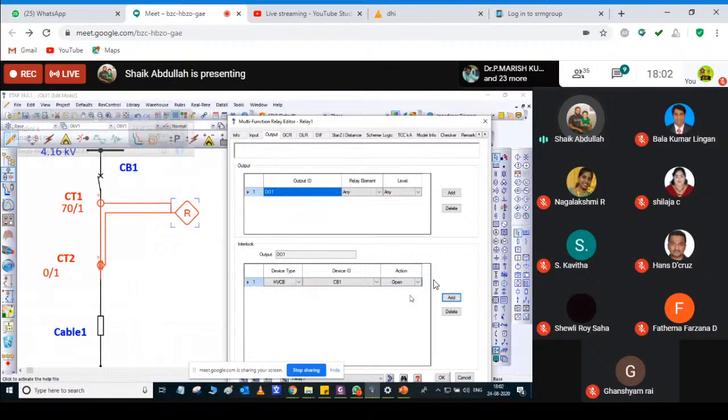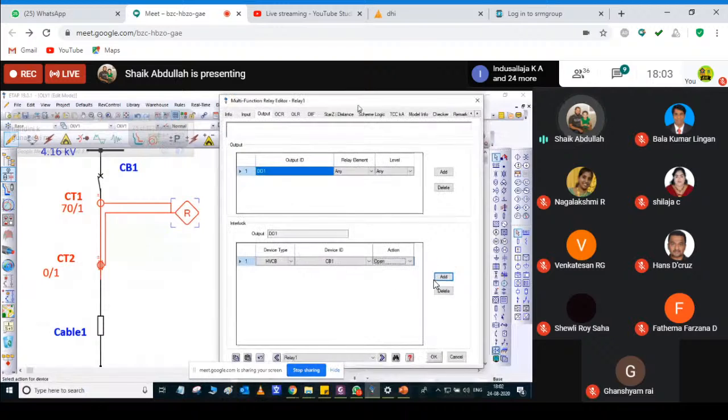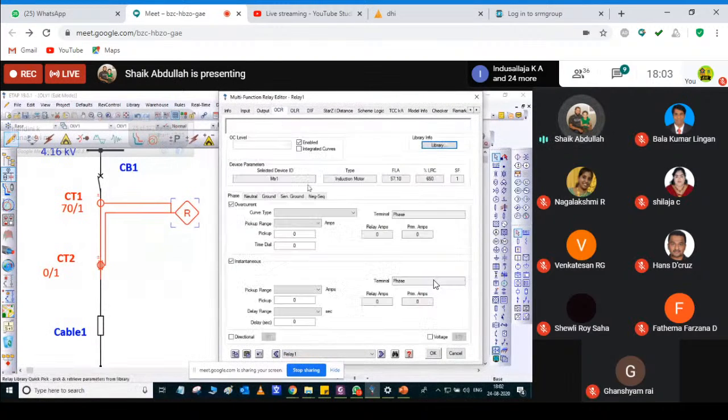And when a fault occurs, what action do you prefer, either open or close. Here you can give 3 options. Because it is in closed condition while I'm doing the simulation, I would prefer that when a fault occurs, we are going to open. So this is what you have to add, and now you are going to add the relay.